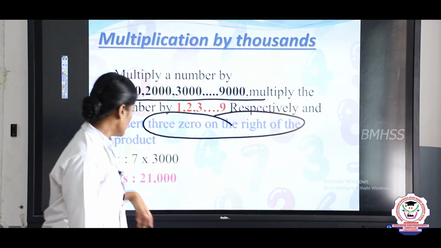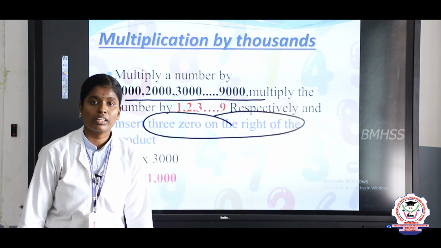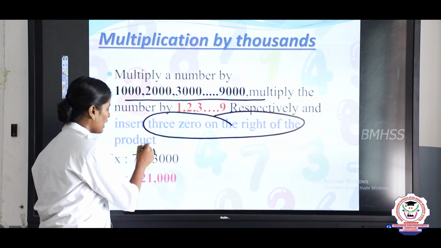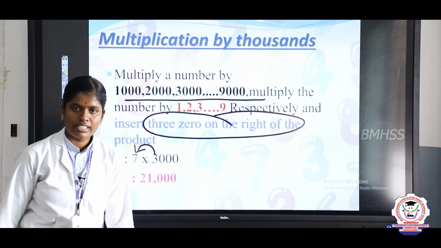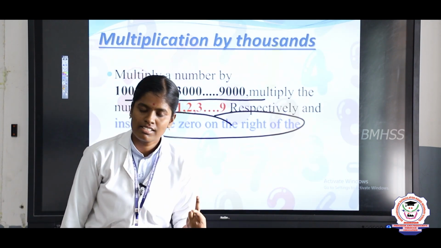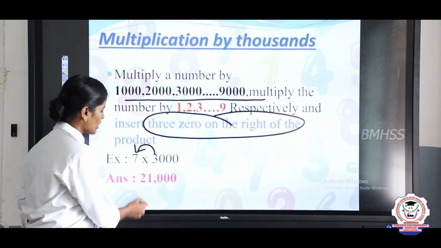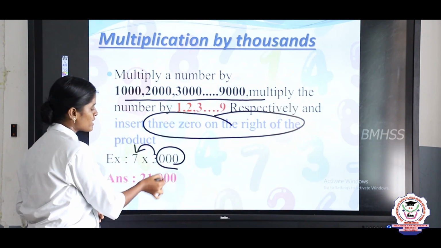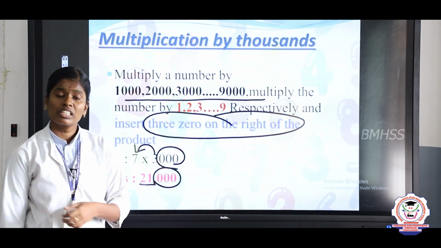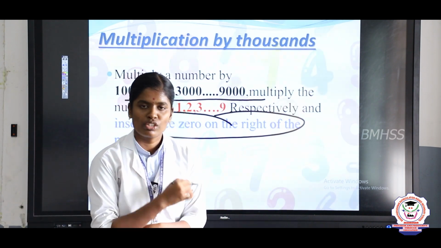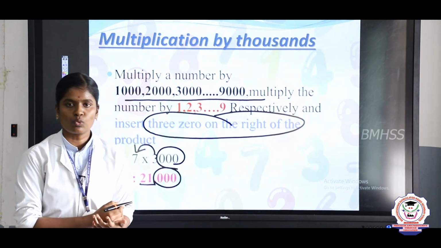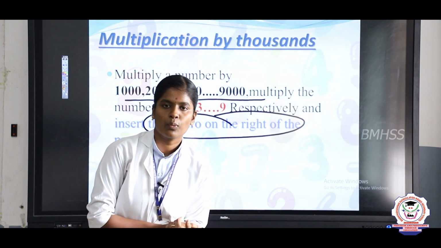For example, the equation is 7 multiplied by 3. Now, you take 3 and multiply by 7. So, what is the answer? The answer is 21. So, simply write 21 and finally, you should insert 3 zeros. How many zeros? 3 zeros. So, the answer is 21,000.